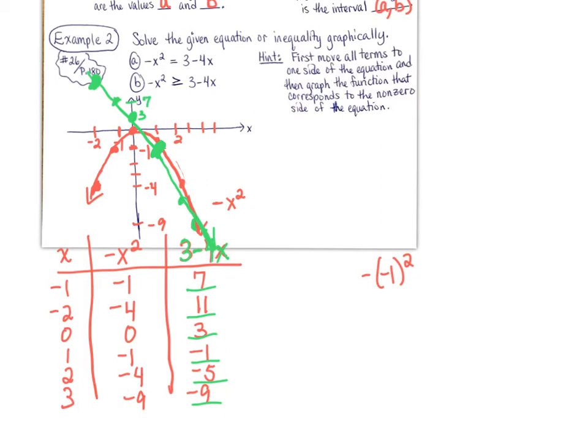So the x value where they intersect is what? 1. Good. So for part A, -x² equals 3 minus 4x when x is equal to 1. Do we have another x value? 3. Good. Or x equals 3. Good. Part B.